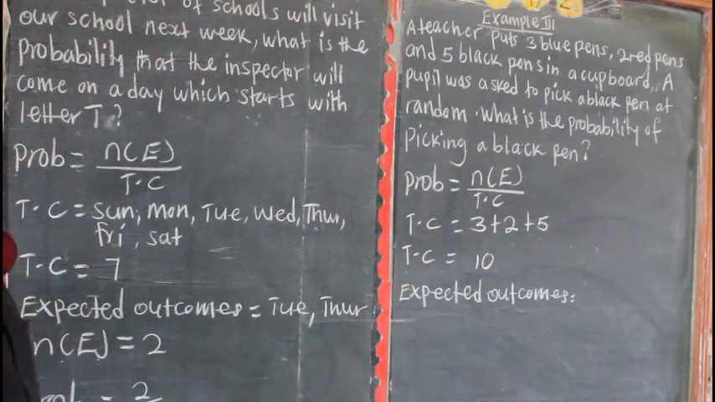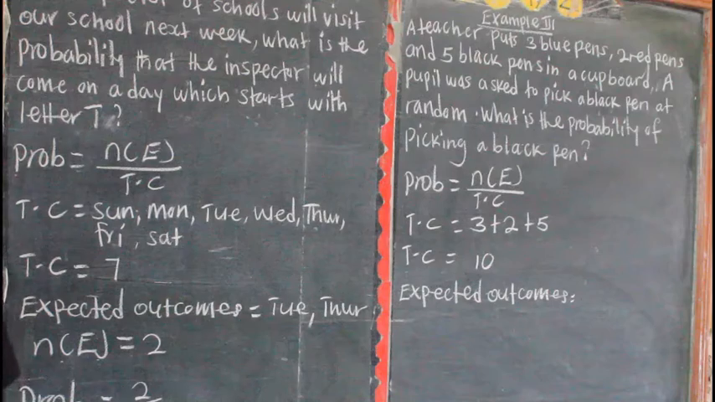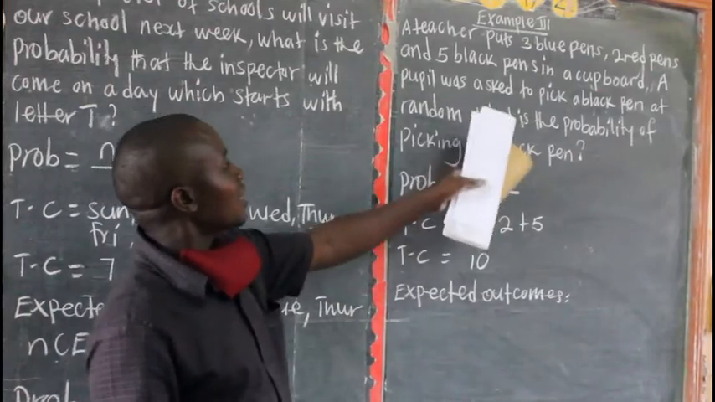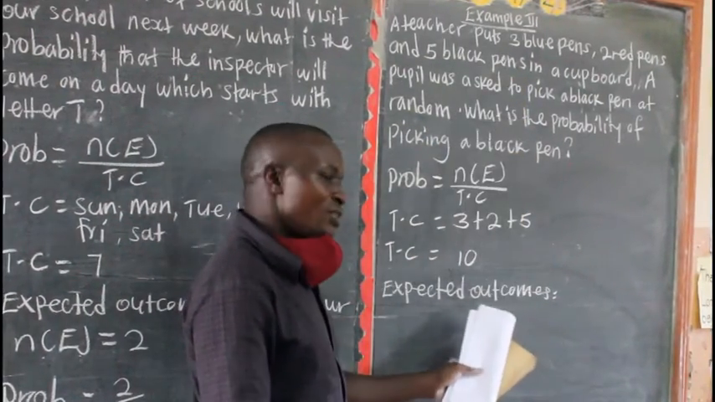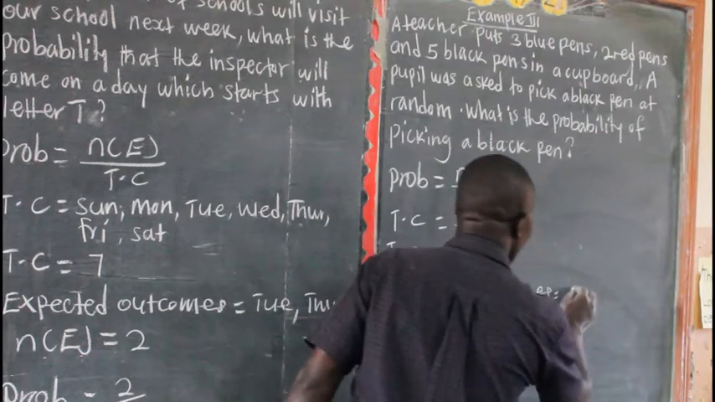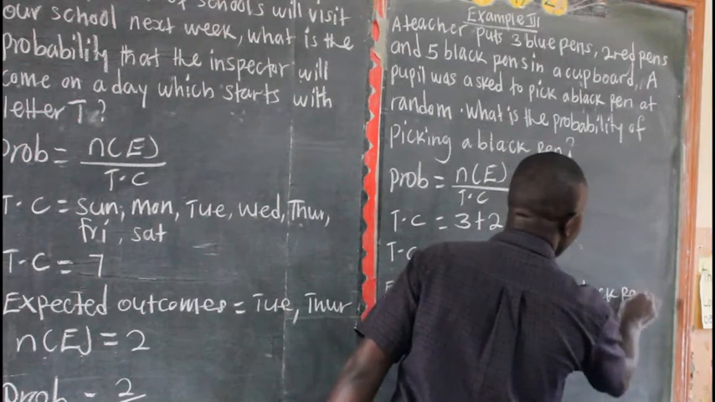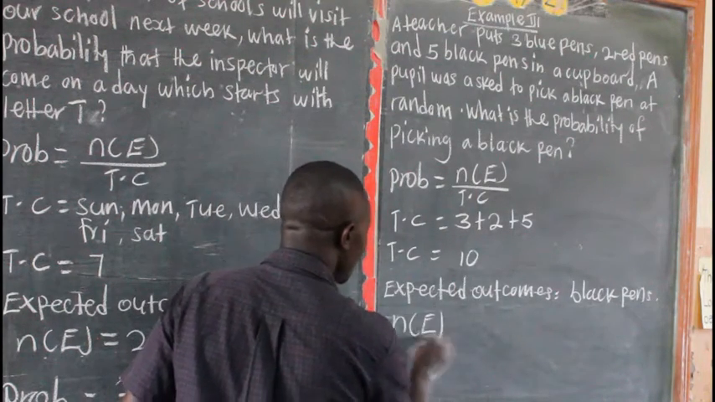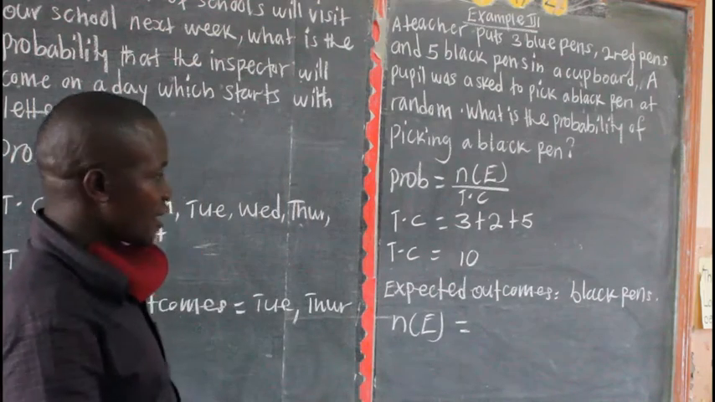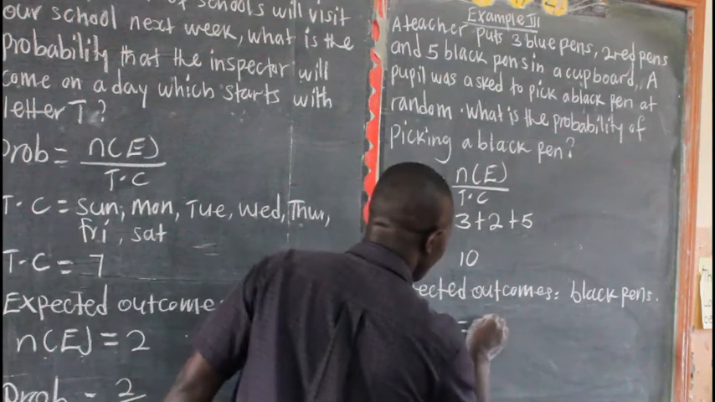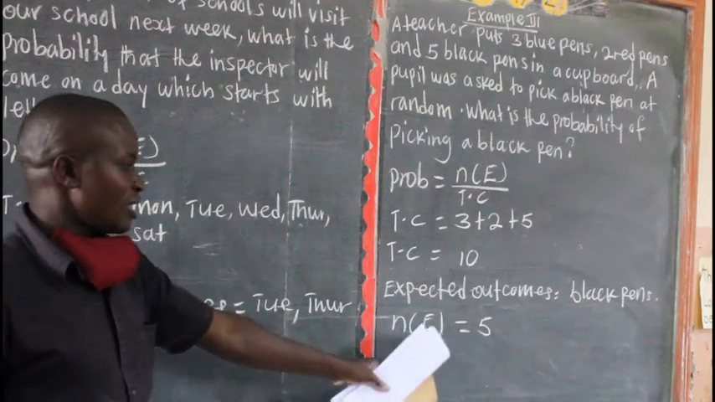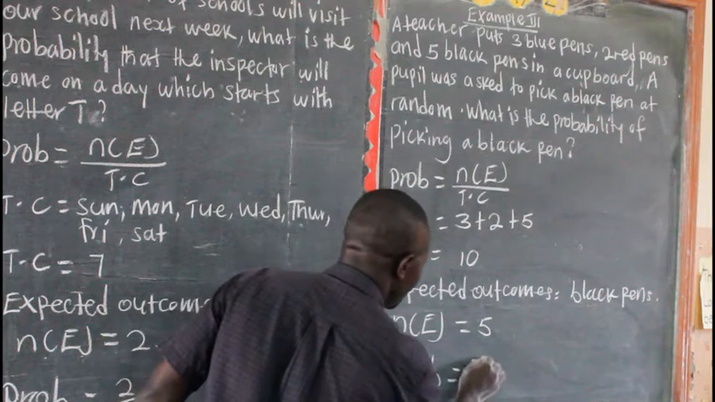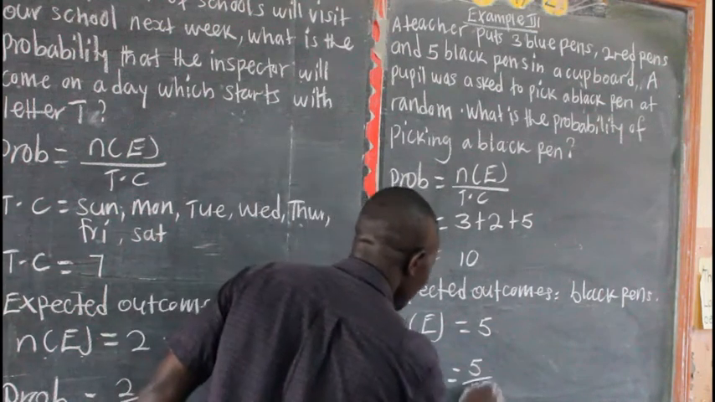Then let us look at the number of expected outcomes. What are we expecting? We are expecting a black pen. And how many black pens are in the bag? Here they are telling us 5 black pens. How many pens are black in color? There are 5. So the number of expected is 5. Now probability is equal to 5 out of the total of 10.